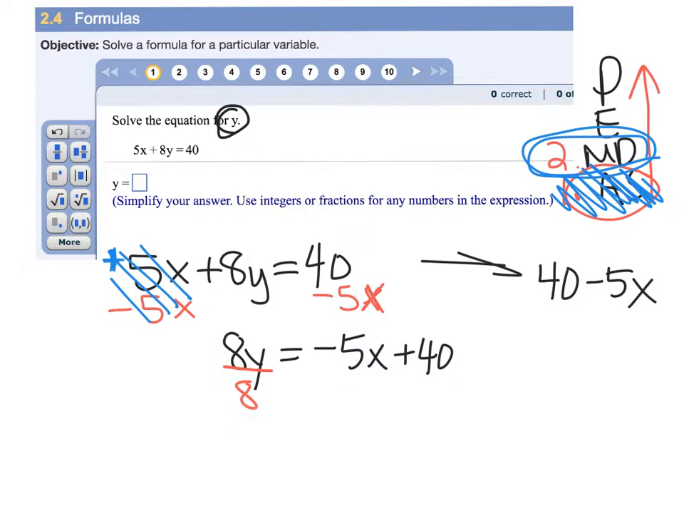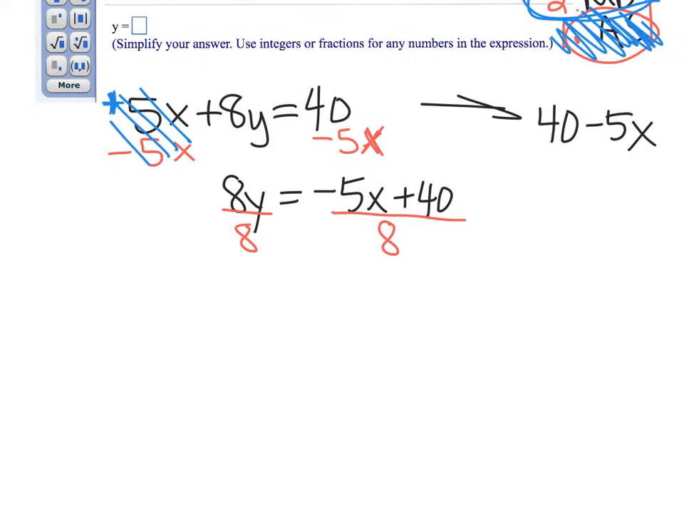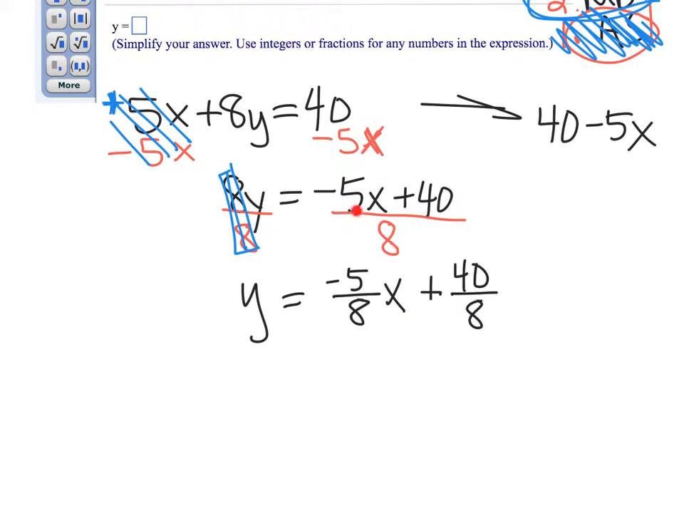Now, when we divide this side by 8, I'm going to do it in 2 steps. Divide that whole thing by 8. Now, what does that mean? Well, first off, 8 divided by 8 is 1, so the left side is just y. Now the right side, this is actually 2 division problems. First, it's going to be negative 5 divided by 8x, plus it's going to be 40 divided by 8. So you see how each of these terms is being divided by 8.